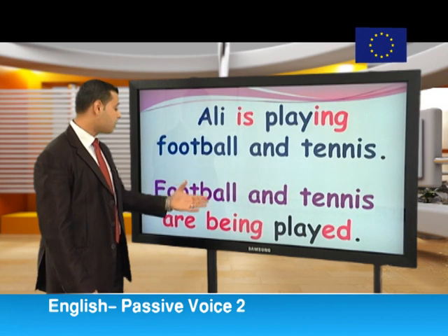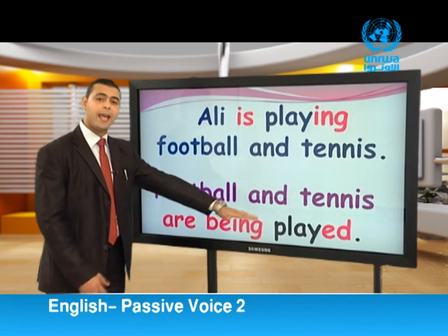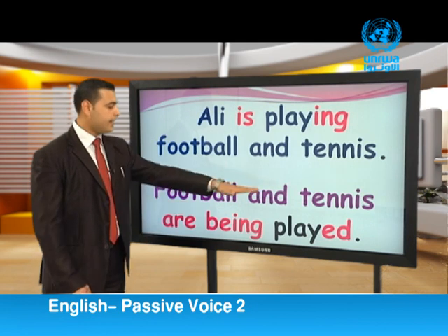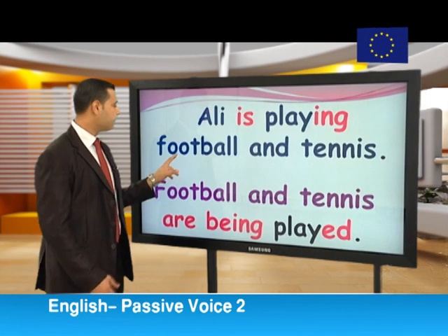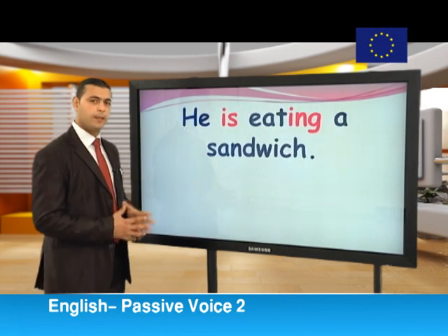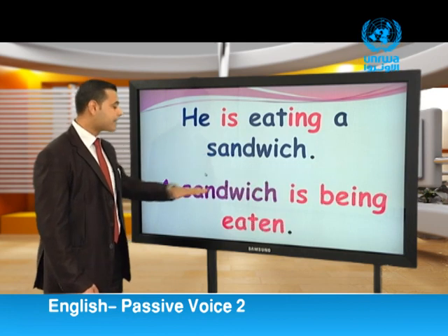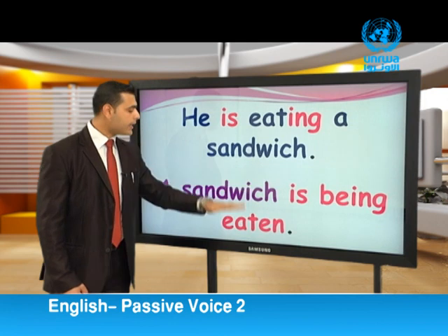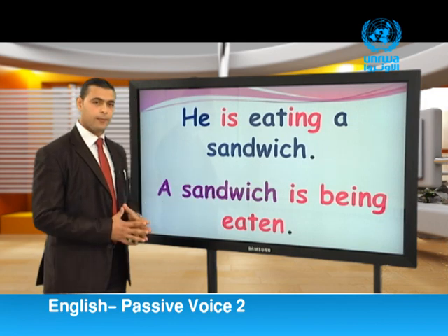Let's look here at the structure of the passive form. Football and tennis are being played. Okay. Example number 2. He is eating a sandwich. Let's look together. A sandwich is being eaten.